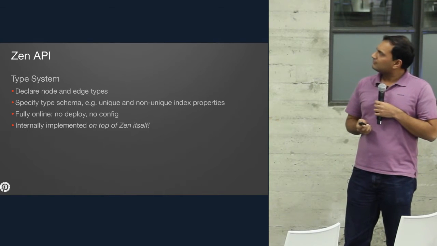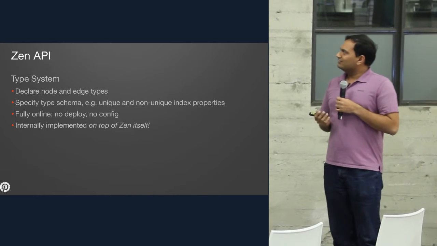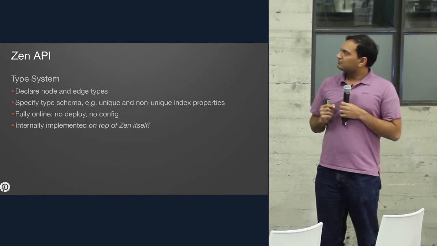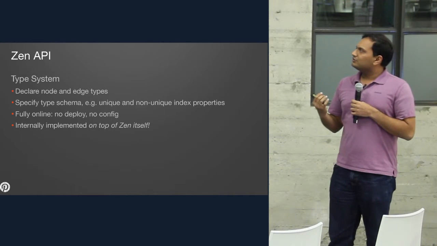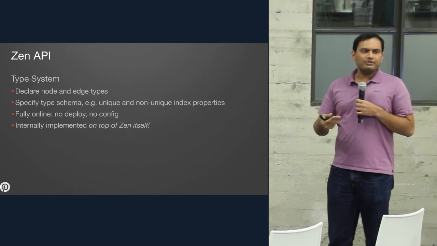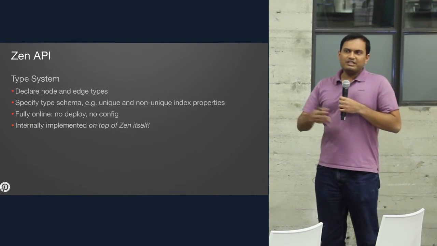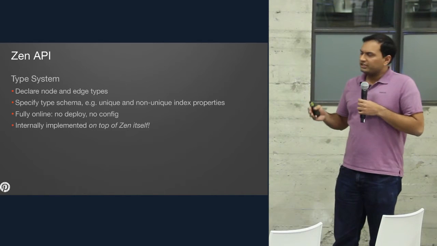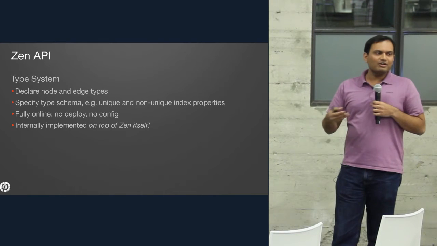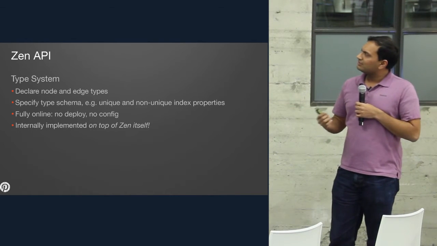So Zen has a very loose type system. Whenever you add a node or edge to a Zen cluster, you need to declare the type in advance. You don't need to declare each and every property, so it's free schema, and you can add as many properties as you wish. But obviously you need to tell us which properties you want unique and non-unique index attributes on. So you specify that through the type schema.